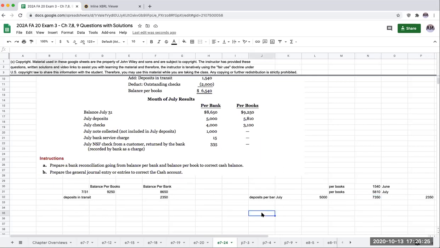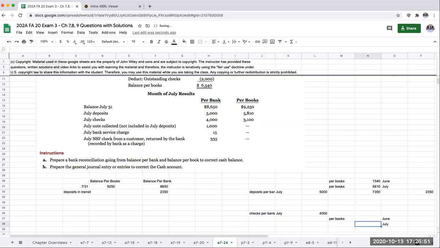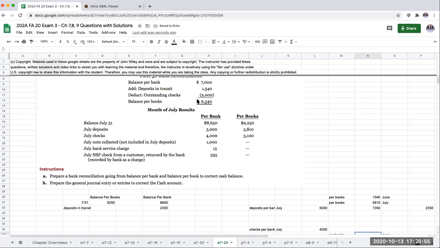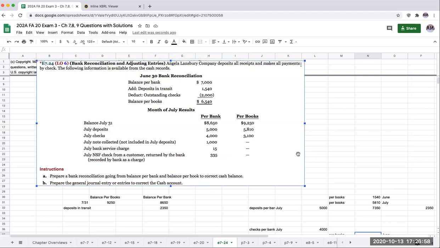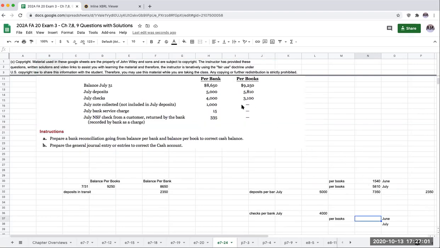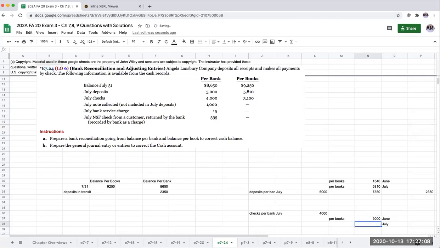Let's take a look at the checks. Essentially, we're going to have to do the same thing. So the checks per bank in July were 4,000. Here, per books, for the checks, you had June and then you had July. So $2,000 hadn't cleared and then I only wrote 3,100. And so this is why this is showing up as a little bit more. In June I had 2,000, in July I had 3,100.